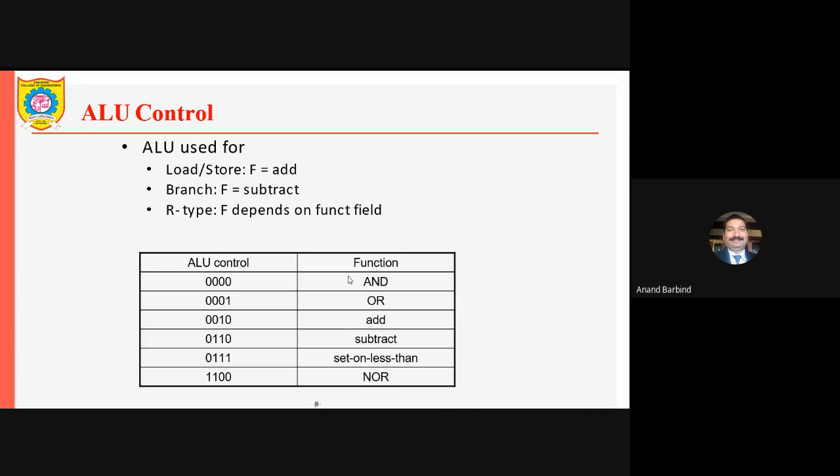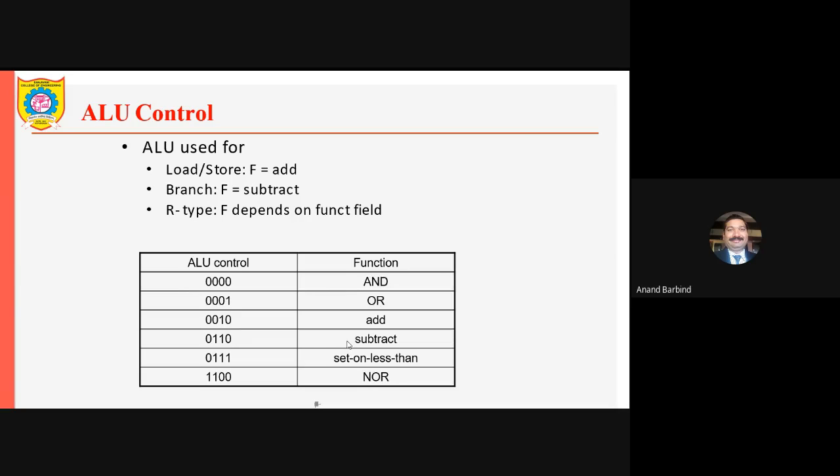The function can be AND, if it is an AND instruction. In that case the ALU control will be 0000. These bits will be given to the ALU so that it will perform the AND operation on the operands. In case of the OR operation, it will be 0001. In case of the add operation, it will be 0010.